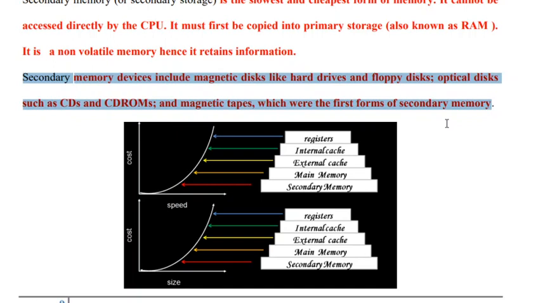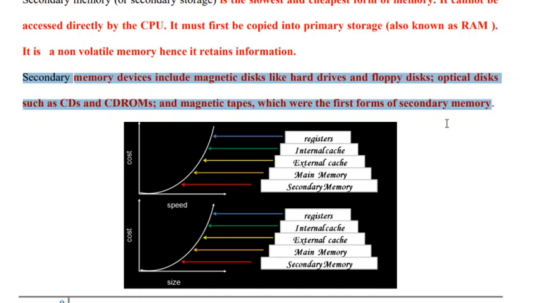So here we have a very simple graphical representation of cost versus speed as well as cost versus size. Registers are expensive compared to internal cache. Further, external cache, main memory, and secondary memory is the cheapest version of memory that we have in context to speed. So greater the speed, greater will be the cost. Now likewise, we have size. The cost per unit size is very large in the case of registers, whereas it's very low in the case of secondary memory.